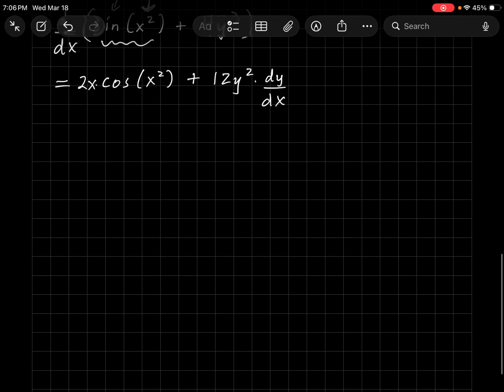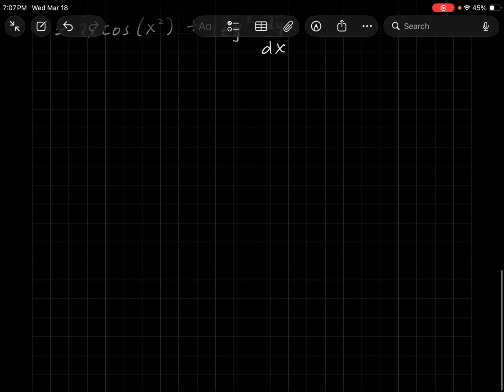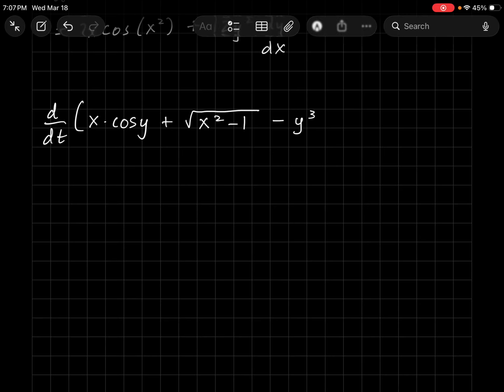Okay, let's do one more, but let's throw a bit of a twist at you. Let's take the derivative with respect to t of x times cosine y, product rule, I'm already seeing it, plus the square root of x squared minus 1. Do we need a chain rule? We'll see. Minus y cubed. And do we need a chain rule in the back part?